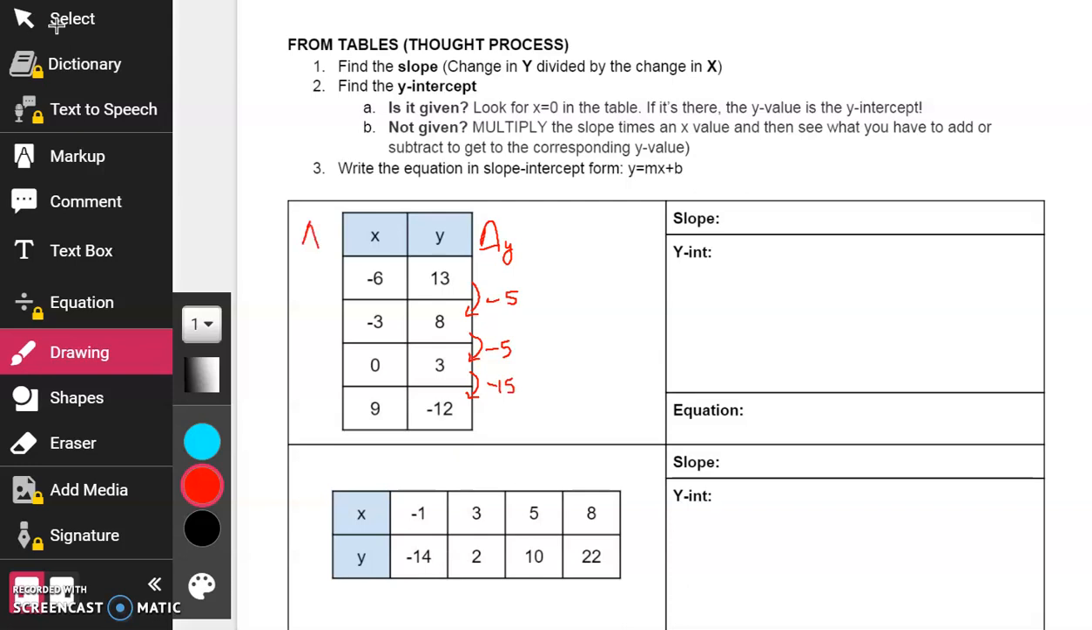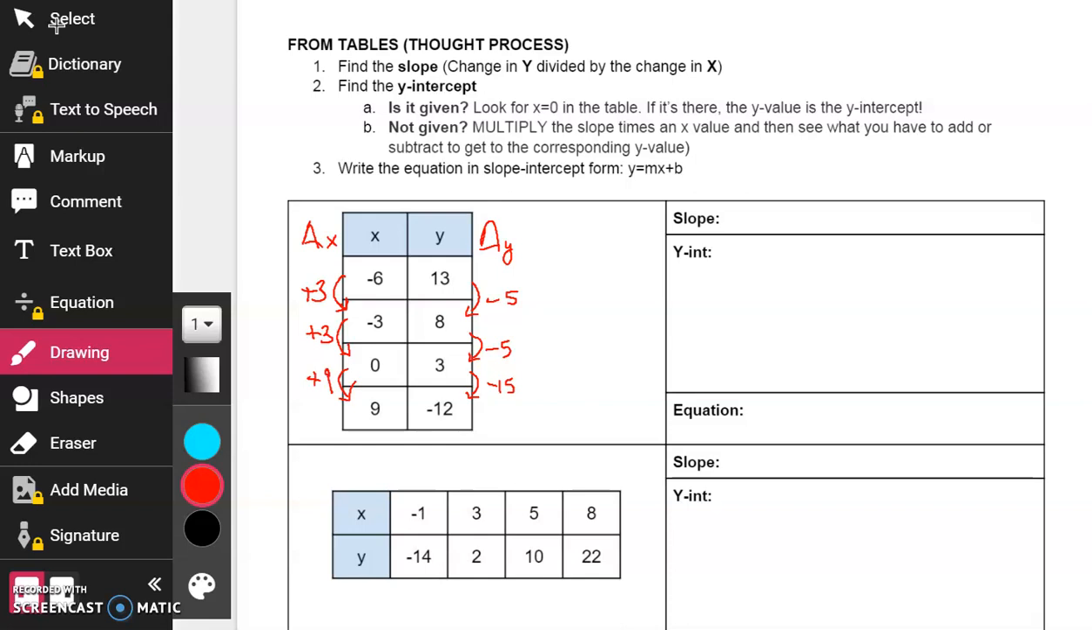Don't freak out that it's different. We know it's okay if it's different as long as it reduces the same. Now for x: negative 6 to negative 3. I went from negative to more positive, so I'm adding 3, because negative 6 plus 3 is negative 3. Negative 3 to 0, I have to add 3. Negative 3 plus 3 is 0. And then 0 to 9, 0 plus 9 gets me to 9.